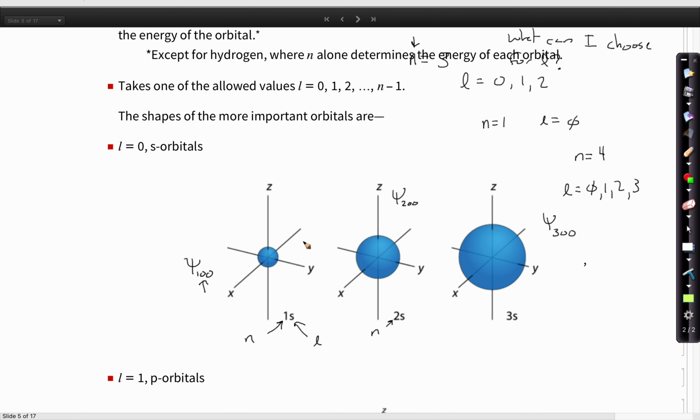So the energies here, we can rank these: this is the lowest in energy, this one is the next highest, and this one is the next highest. Why? Because n's getting bigger. So L and n tell you the total energy. Here we have the same L's, and so the n gets bigger. That tells you that this 1s orbital is lowest in energy, and this 3s orbital is highest in energy.